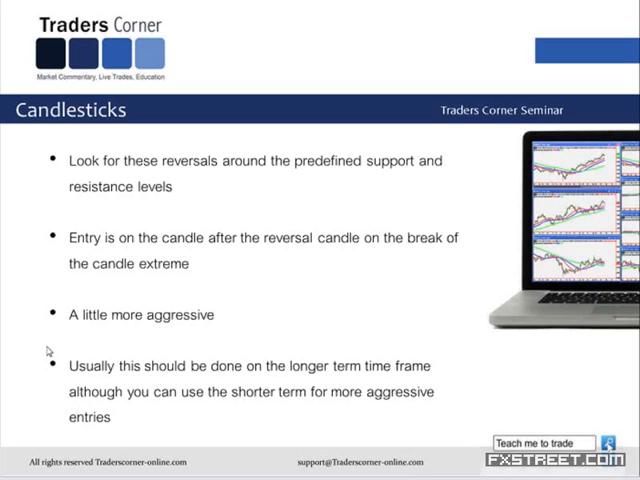Entries are on the candle after the reversal candle, on the break of the candle extreme, and I'll show you what I mean by that. It's a little bit more aggressive. Oftentimes, if you were to enter on the candlestick reversal, you wouldn't in parallel see the 1, 2, 3 reversal on another chart. So you're getting in a little bit earlier to the party. Generally this should be done on longer term time frames. You can use it on shorter term time frames, but they're more aggressive entries.